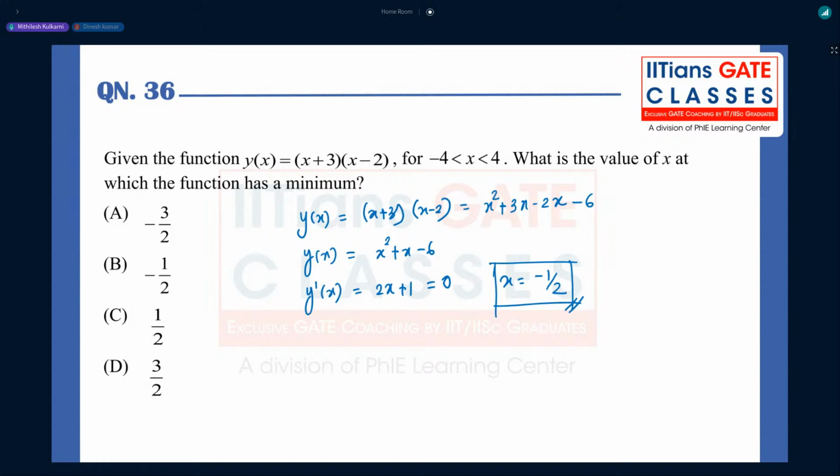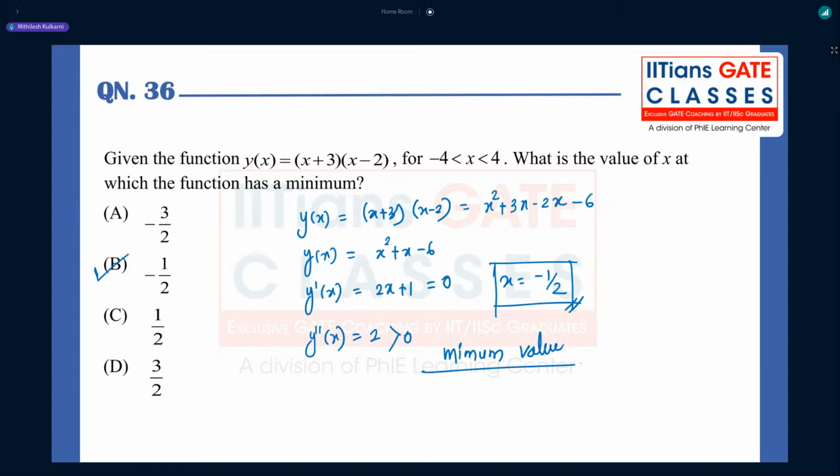Coming towards this question again, x is equal to -1/2, and if we differentiate again, y double dash of x, what we'll get is only 2, right? And whenever the double differentiation is greater than 0, it means we'll get a minima there, a minimum value. So at x equal to -1/2, we should be getting a minimum value. Hence, answer option B is correct in this case, that is, x is equal to -1/2.